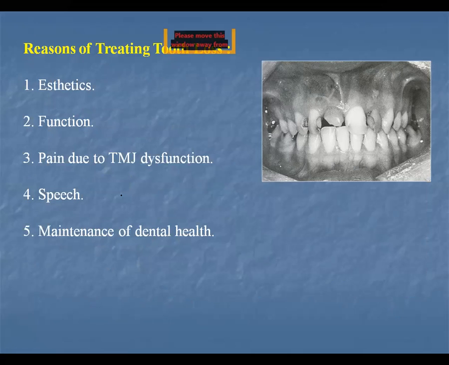So what are the reasons for treating any tooth loss? The first and foremost reason is aesthetics. If you want to replace any tooth, the first criterion is aesthetics. You should improve the aesthetics of the patient. This is not acceptable. That's why patients come to you to replace the lost teeth or the decayed teeth. The next one is function. If the patient's functions are not restored, then it is a waste of money and time also. If the patient is having any pain in the TMJ, that is one of the good reasons to treat any tooth loss. Speech comes next, and the maintenance of dental health. So these are the reasons for treating any tooth loss problems.